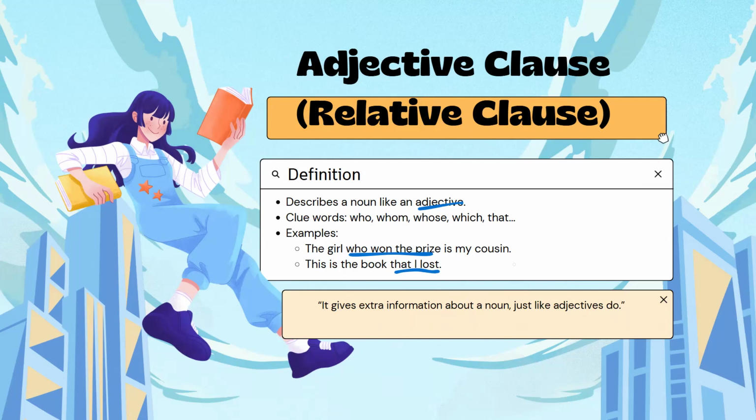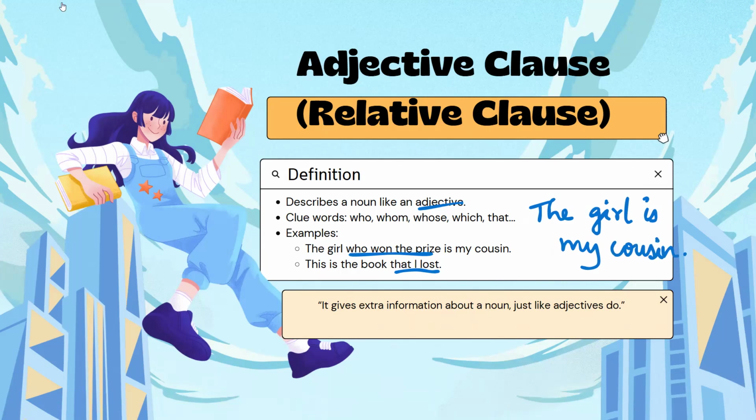Now I will give you a quick tip. Try this test. Can you remove the clause and still be left with a basic sentence? Shall we do it? The girl who won the prize is my cousin. The girl is my cousin. Is it making sense?